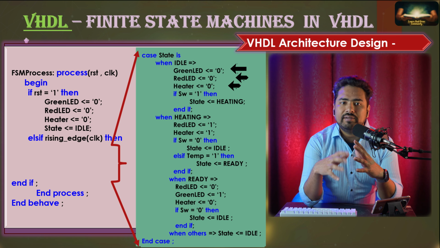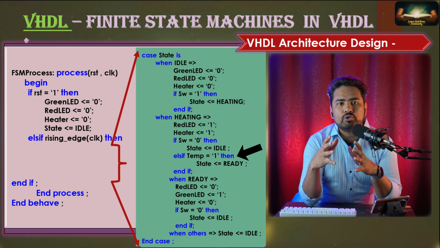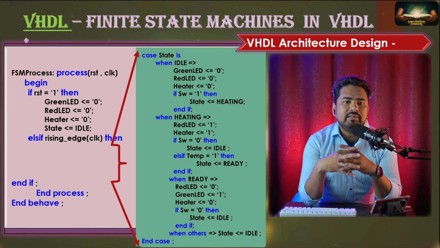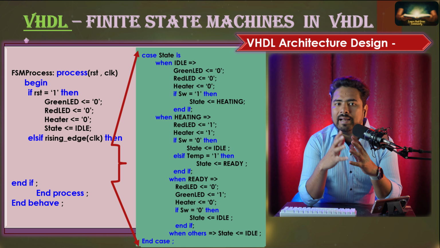From the last finite state machine diagram, we can have two transitions from this state. First, when you switch off your heater, and second, when your desired temperature is met. So we write this condition. If switch equals 0, then state is idle. Else if temp equals 1, then state is ready. So it is clear that if you release the switch button, you will go to the idle state. And if the temperature reaches the desired temperature, then the next state will be ready.